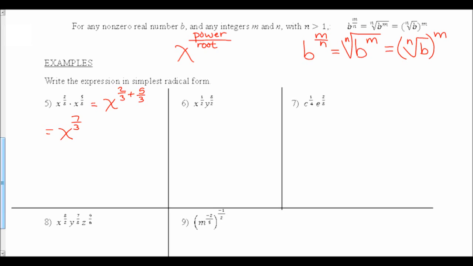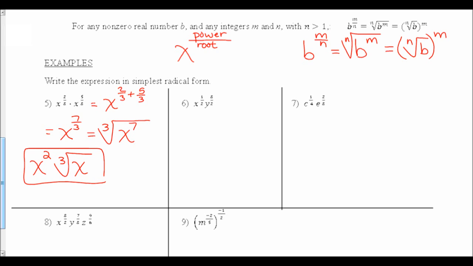If we want to write that not as a fraction, but as a radical, the root is going to be a 3 because that's the bottom of the fraction, and the x is going to be to the 7th power because the power is the top of the fraction. Because I have to write this in simplest radical form, I want to see what I can take out from underneath. If I have 7 x's and a cube root, I can take out 2 sets of 3, and I'll still have 1 x left underneath. And this is the expression in simplest radical form.